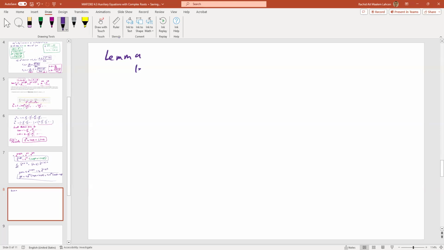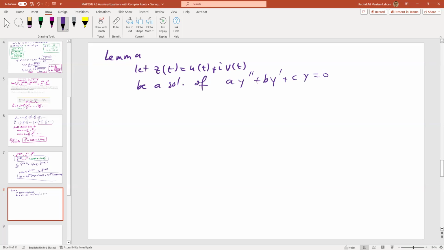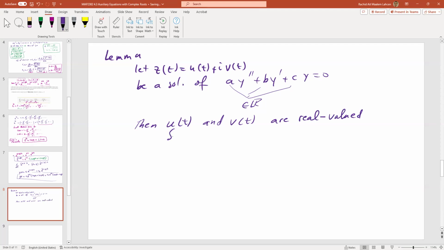Which says that if you have some complex z be a solution of this differential equation when a, b, and c are real numbers, these are real numbers, then the real part and the imaginary part are real valued solutions. We call them real valued solutions.